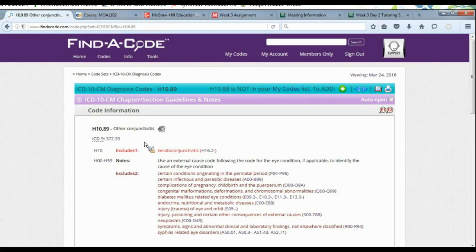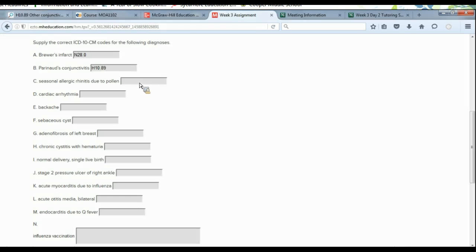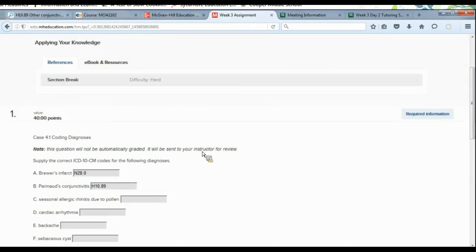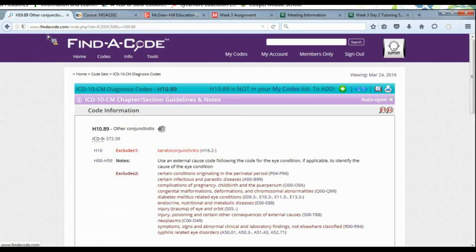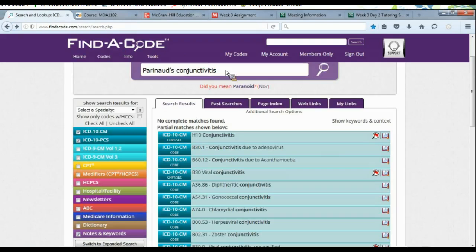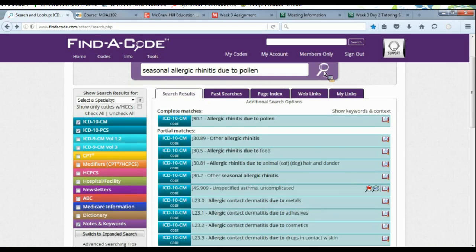Moving on to our next one, we have seasonal allergic rhinitis due to pollen. Uh-oh, my mouse is getting the best of me. Let's go back. Seasonal allergic rhinitis due to pollen. There's only one complete match, allergic rhinitis due to pollen. Let's click on that link.